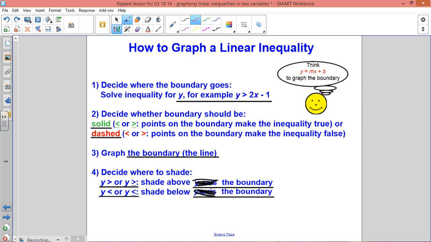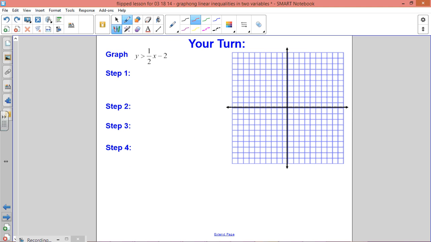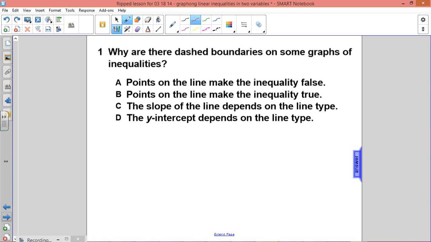What does a dashed line mean? Dashed line means that points on the boundary make the inequality false. It's the same thing as an open circle, whereas the solid line is the same thing as a filled-in circle when we were just working with one variable, but now we're working with 2, so we're using dashed and solid lines. So clearly, for this one, the slope has nothing to do with it. The y-intercept has nothing to do with it. It's that points on the line make the inequality false.